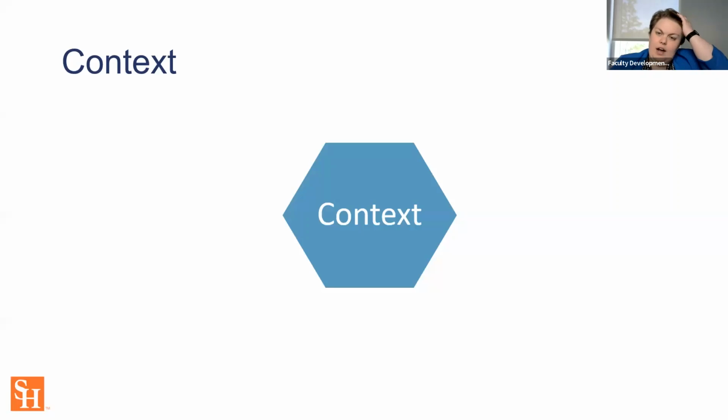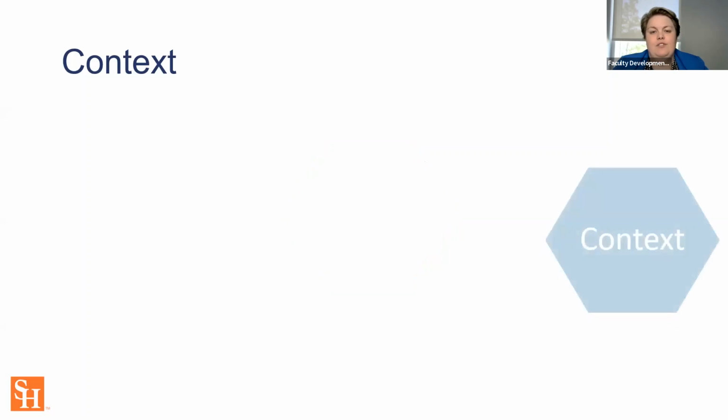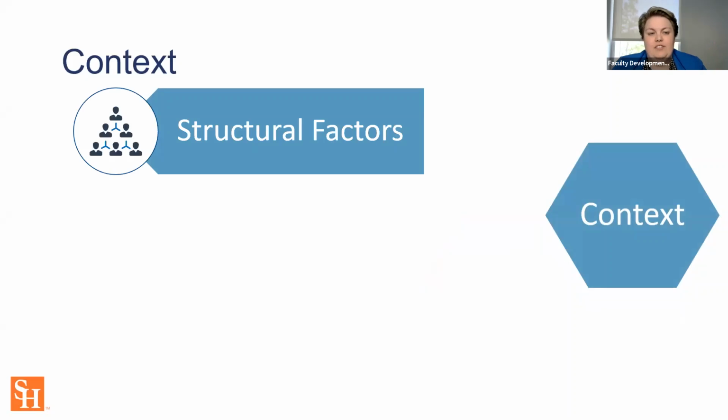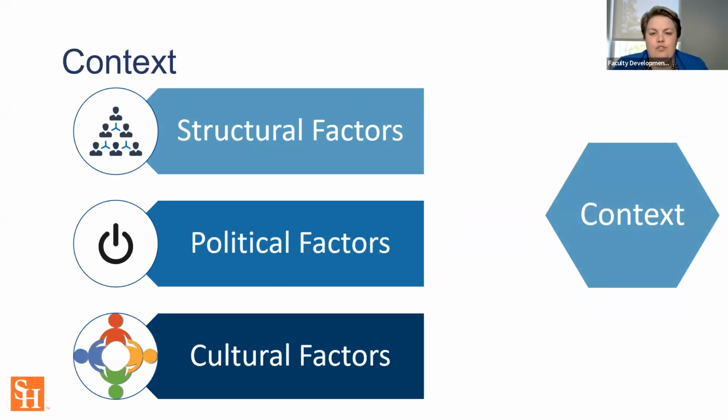So context. These are structural factors. How do I get the work done? Who's going to help me do it? This is likely the most linear part of context because there's often transparency at this level. Structural factors are often spelled out in policy or process. And context has three issues that we're going to talk about. Like I said, structural factors, political factors, cultural factors.